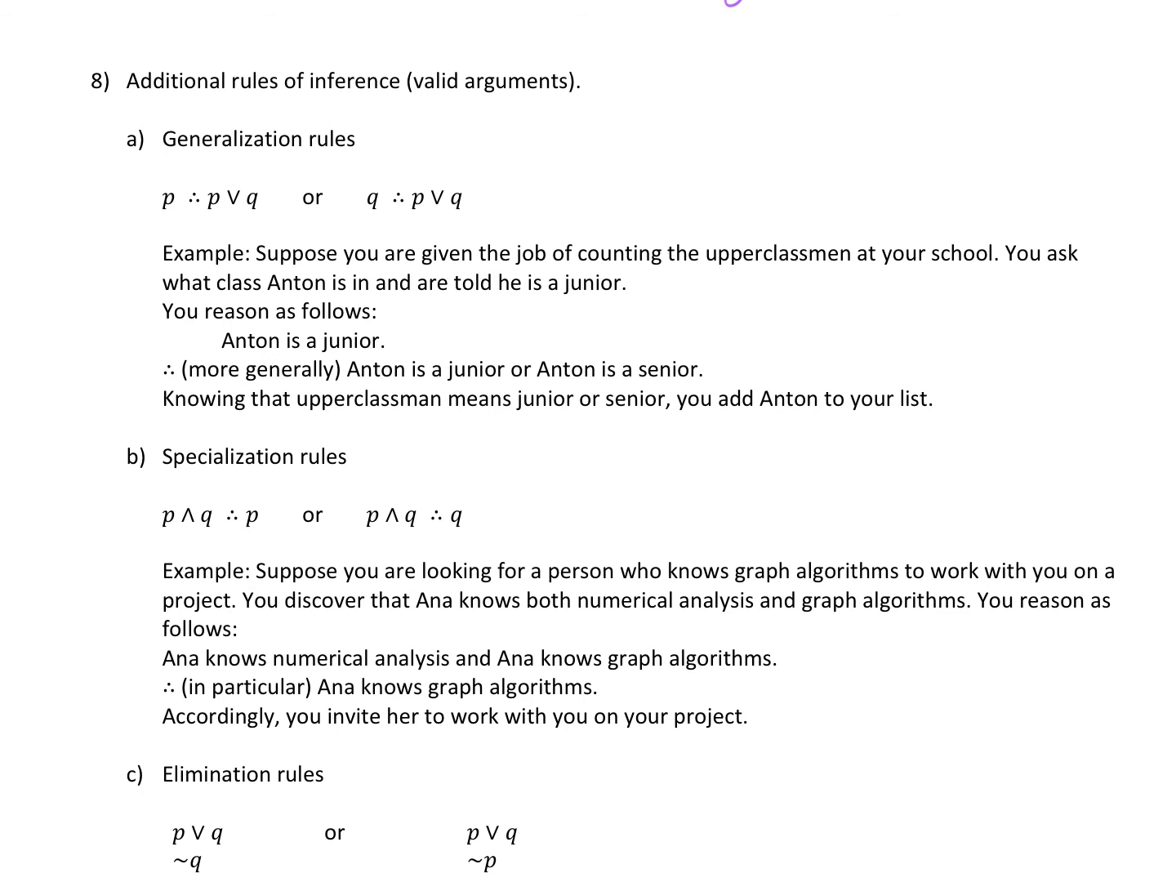For example, suppose you're looking for a person who knows graph algorithms to work with you on a project. You discover that Anna knows both numerical analysis and graph algorithms. You reason as follows. Anna knows numerical analysis and Anna knows graph algorithms. Therefore, in particular, Anna knows graph algorithms. Accordingly, you invite her to work with you on the project.